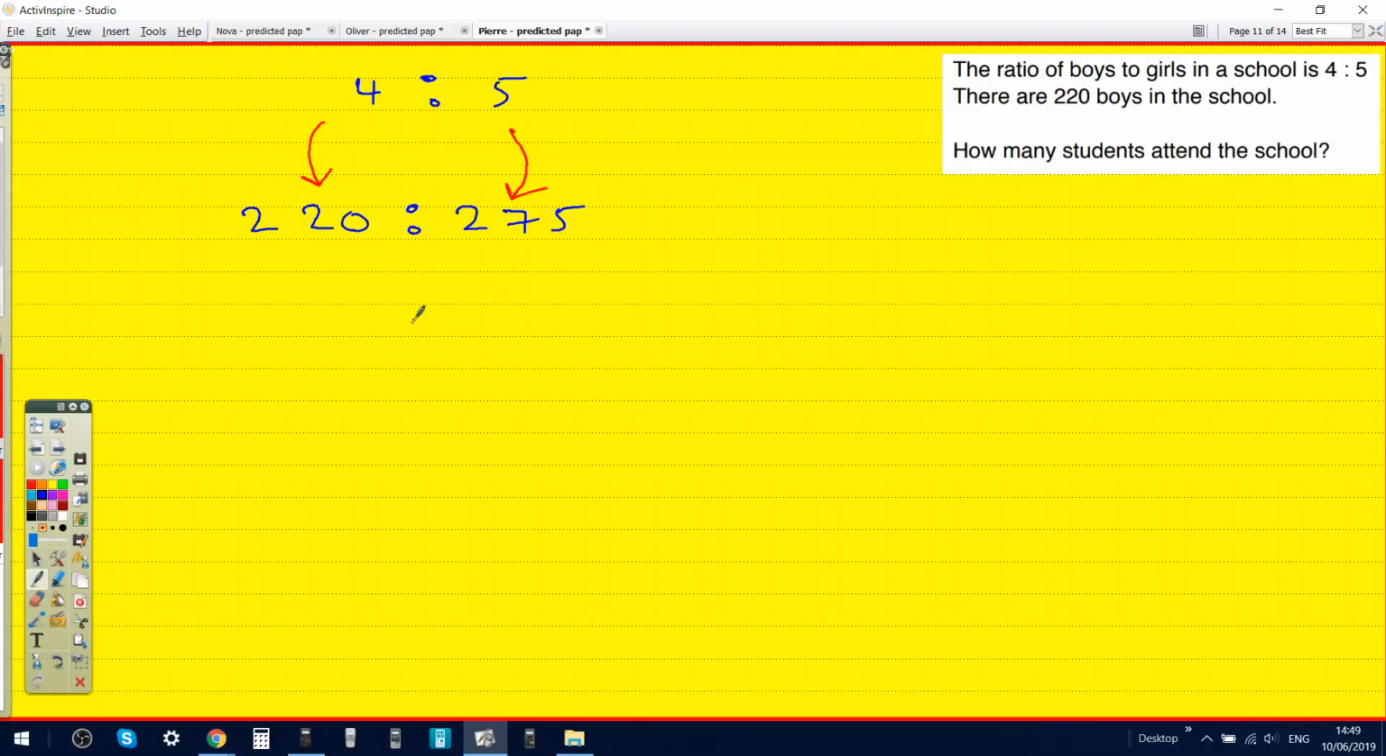275. That's it. And you just add them up. Plus 220. That's such a useful little tip, because unless you write it out like that, it's quite easy to miss. But yeah, it's 495. I really have to remember that in the exam.